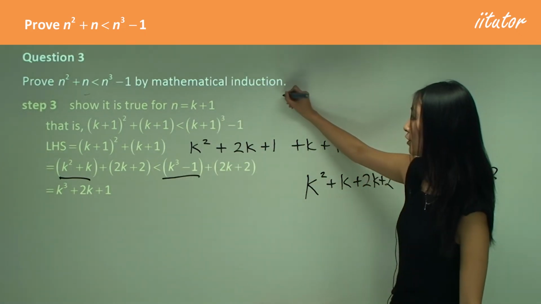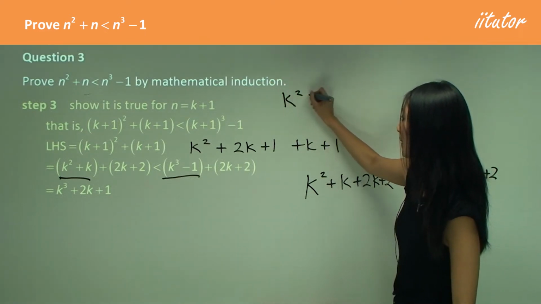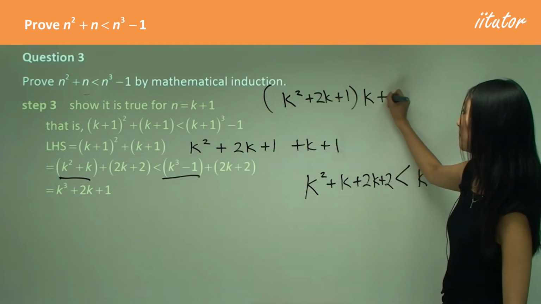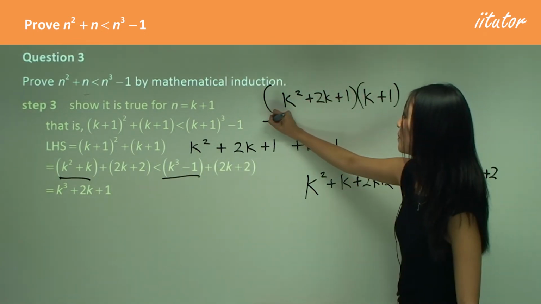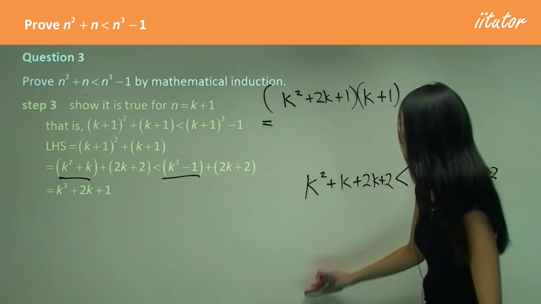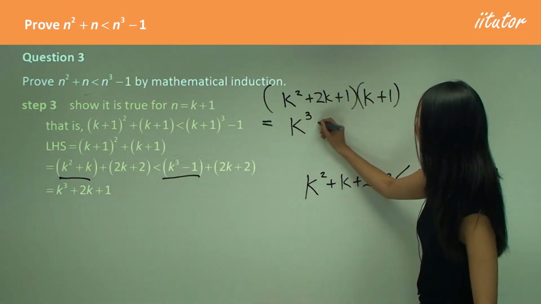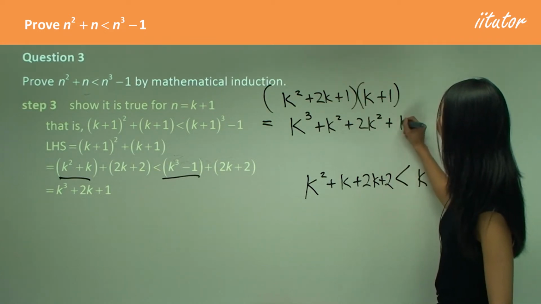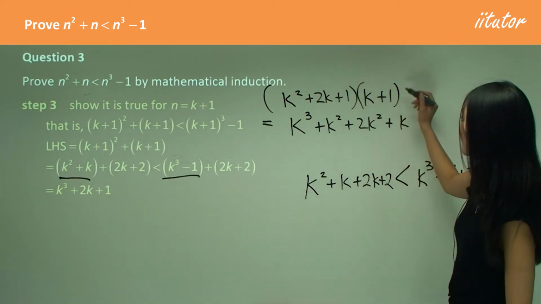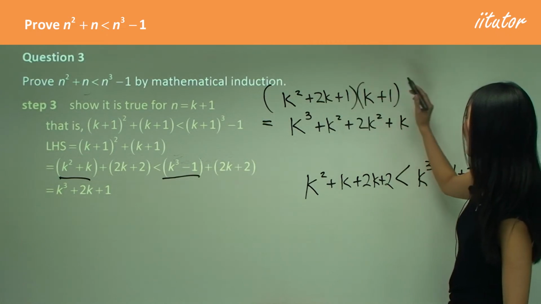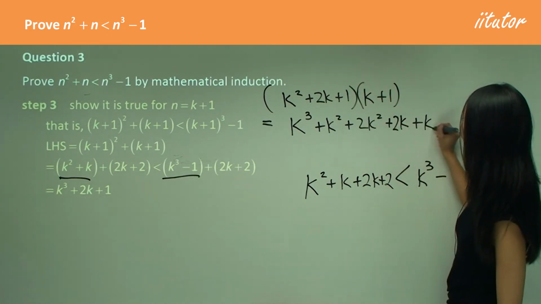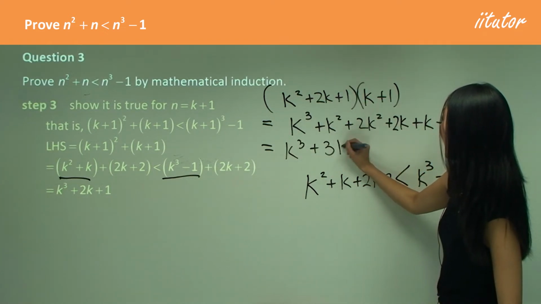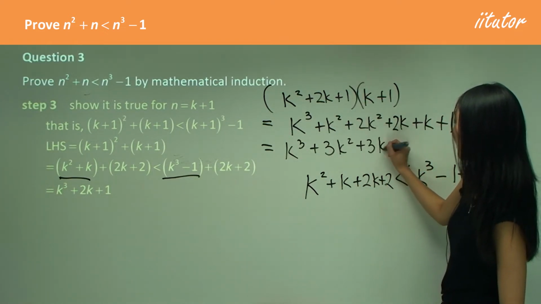Now k plus 1 cubed is going to be k squared plus 2k plus 1 multiplied by k plus 1 when we expand it. So when we expand that, we're going to get k cubed plus k squared plus 2k squared plus k. We've got k cubed plus k squared, 2k squared plus 2k plus k plus 1. And that gives me k cubed plus 3k squared plus 3k plus 1.